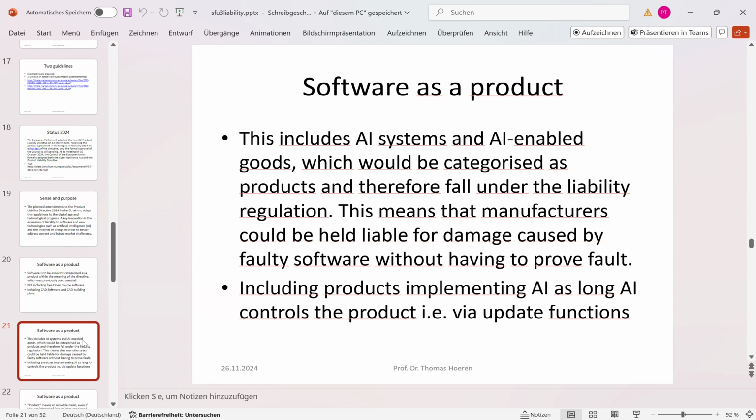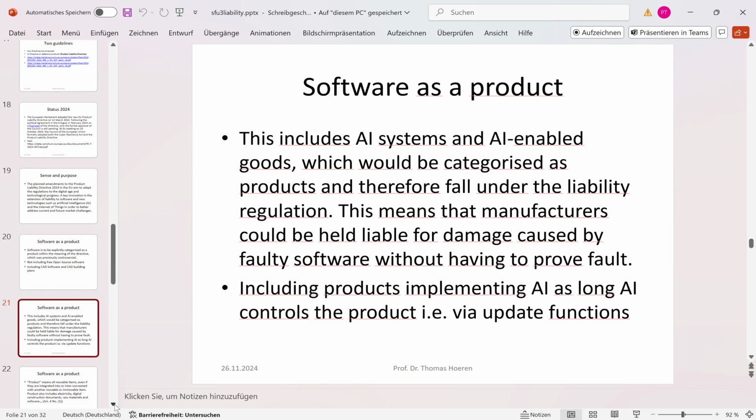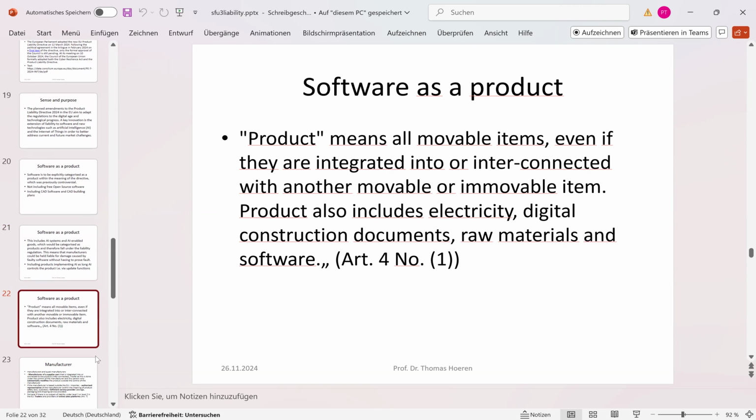Even AI systems or AI-enabled goods are products, so that manufacturers are liable for damage caused by errors in the software without having to prove mistakes. That's the definition in Article 4, number 1. Product means all movable items, even if they are integrated into or interconnected with another movable or immovable item. It also includes digital construction documents, raw materials, and software.